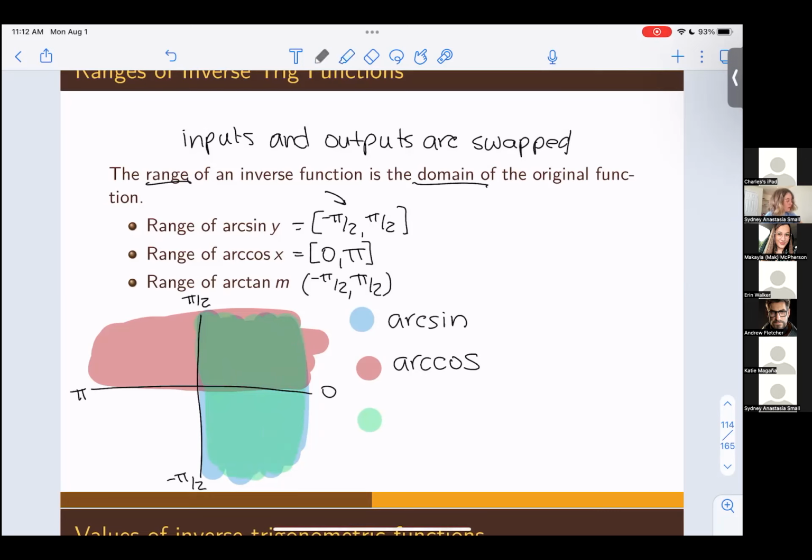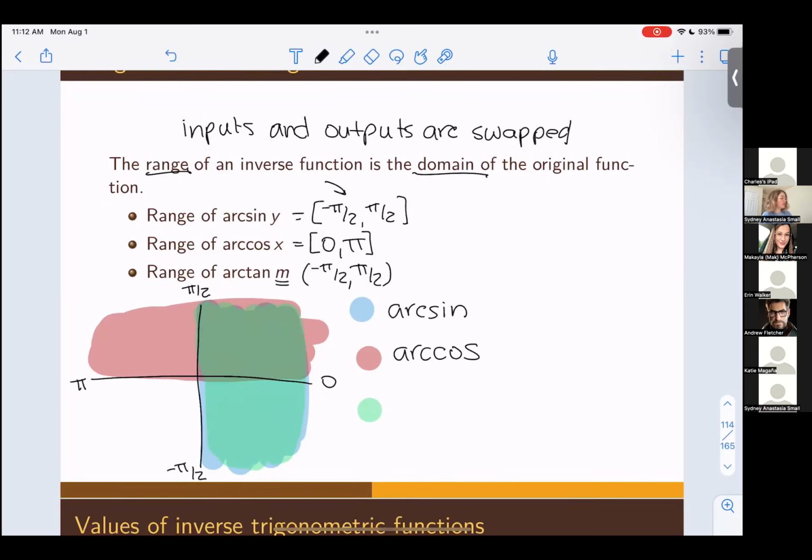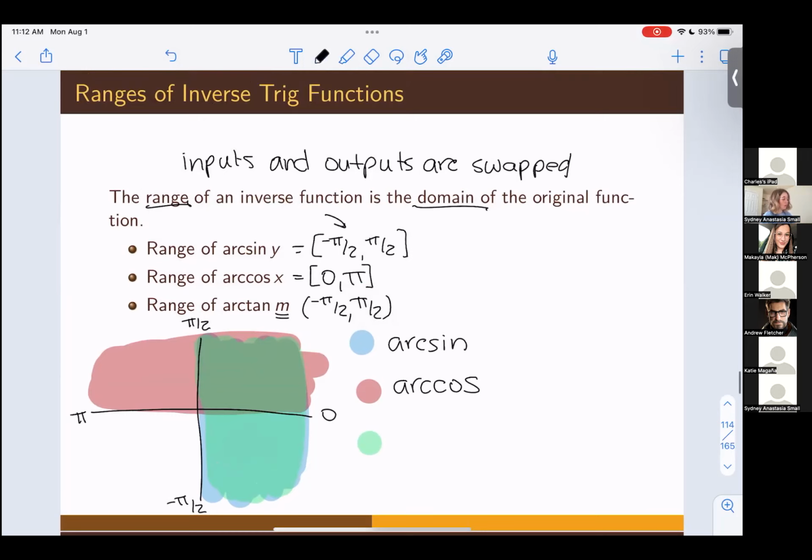Whatever slope we plug into our inverse tangent function, whatever y over x, it will give us an angle from negative pi over 2 to pi over 2 as an output. And we can see that in the diagram.